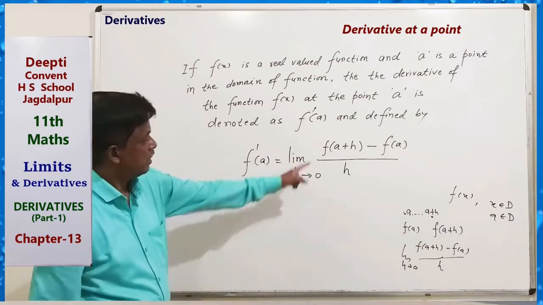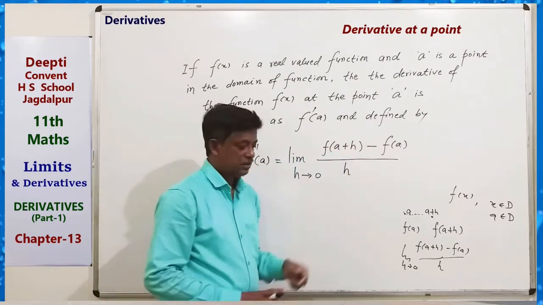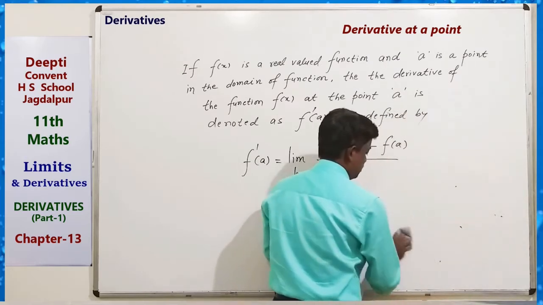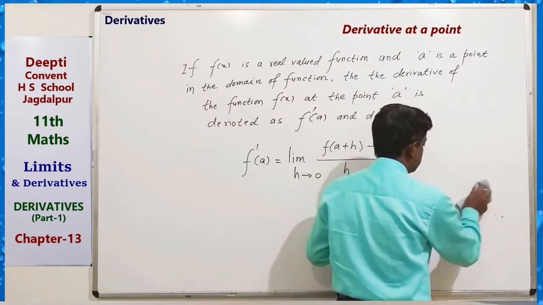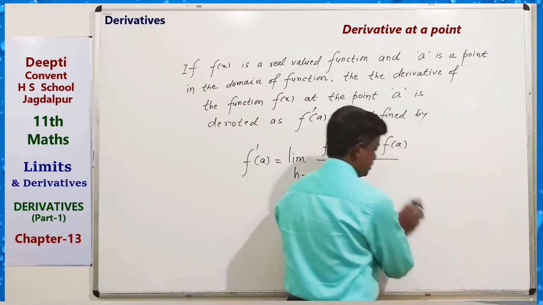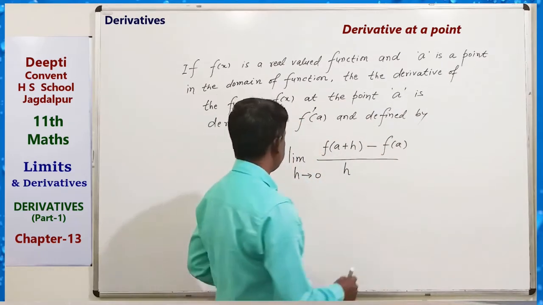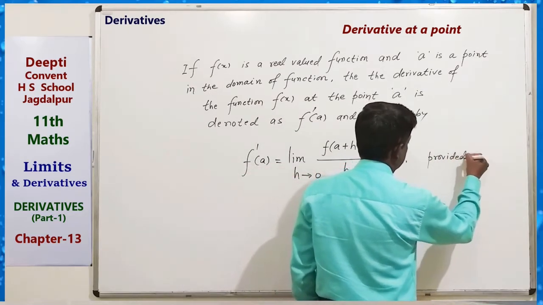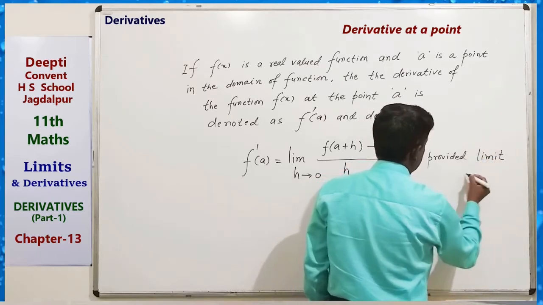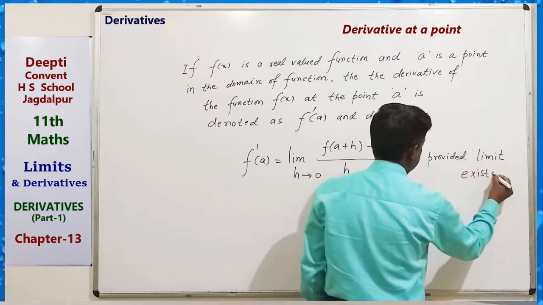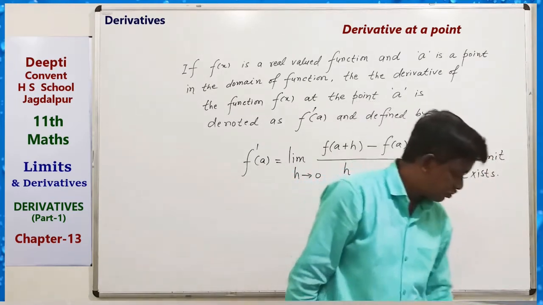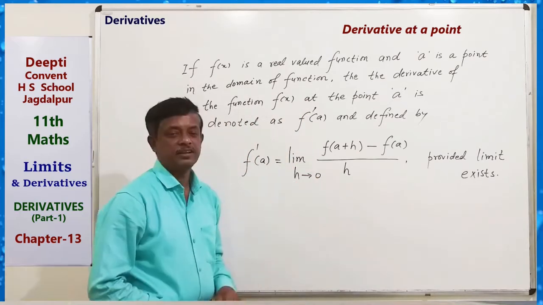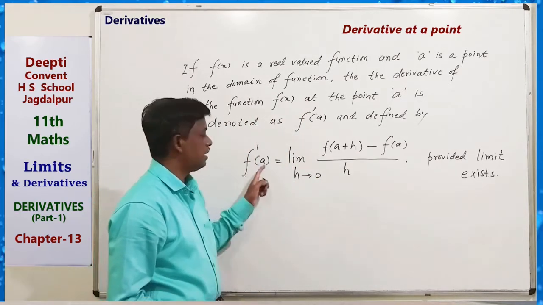So limit h tending to 0, f(a plus h) minus f(a) upon h, defined by this, provided the limit exists. Because we know a limit is not necessarily always existing. So you have to write after this, provided the limit exists. Clear? So this limit is known as the derivative of the function f at a.